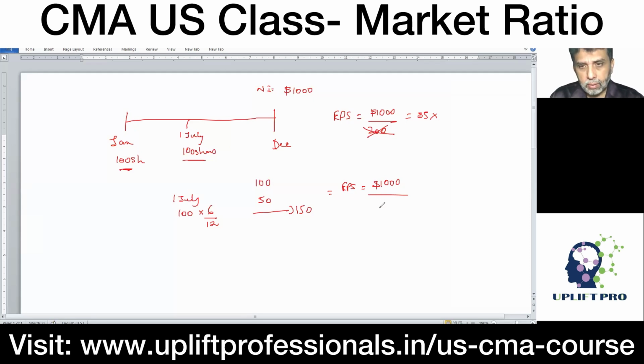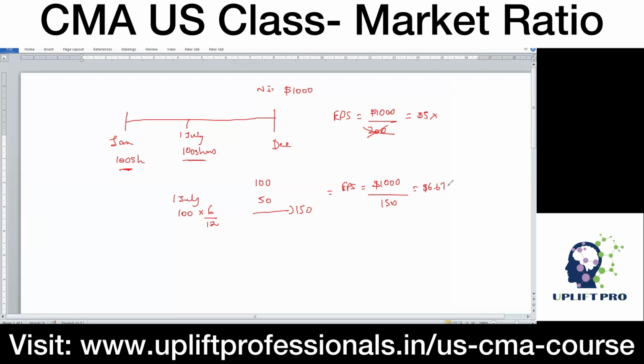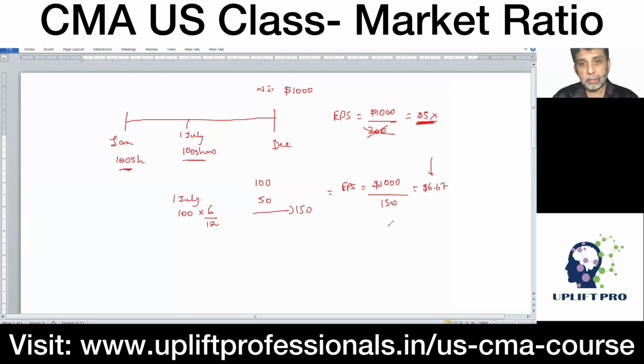So this 1000 divided by 150, the weighted average balance of shares. So that gives you how much? How much is this? Anybody? 6.67. See, it's not as diluted as $5. It has more strength. Okay. Because we take into consideration that we did not use the shares for the full period. Had you used it for the full period, it would have been $5 per share. Okay. Got it?